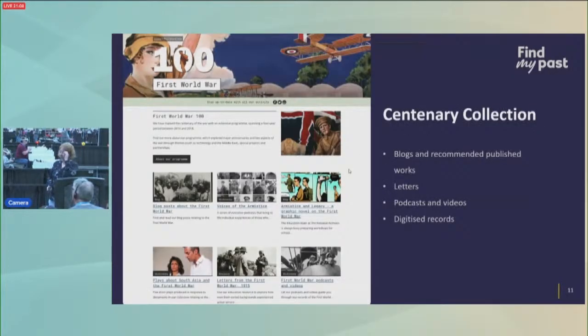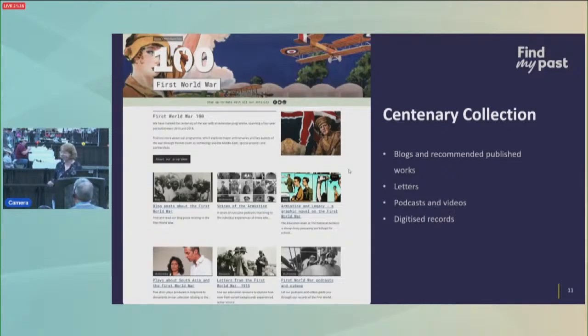They also have what they call the Centenary Collection, which of course was the 100-year mark of the anniversary of the war. It's still live, even though it's a few years old now, but those blogs and all the reference material is well worth your time. You should be reading through that. They include blogs and written content, but also podcasts, videos, digitized records, and so forth. So make sure that you understand the TNA website and all that it offers.